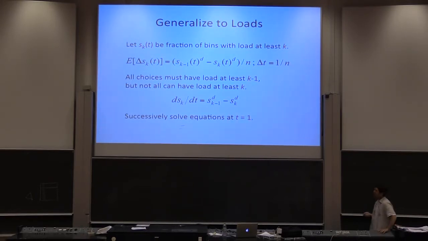One of the things you should notice about this, and by the way, I should think of s_0(t), the fraction of bins with load at least 0, as obviously being 1 throughout. That's just going to be, everything has load at least 0. So the point is that I can successively solve these equations. I can solve ds_1/dt, because that's going to have this value be 1 minus s_1 to the d power. Once I've solved for s_1, I can solve ds_2/dt, because I know what the function s_1 is, and so on. I can actually solve these functions successively to find the limits.